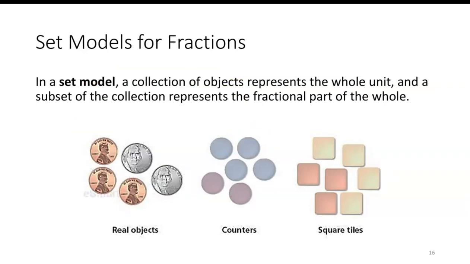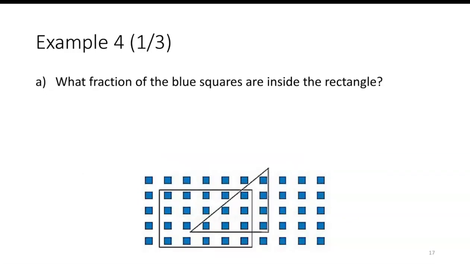In a set model, a collection of objects represents the whole unit, and a subset of the collection represents the fractional part of the whole. And they can be real objects like coins, or counters, or square tiles, or anything else you can think of.